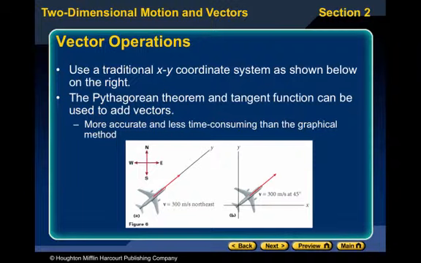Okay, so Pythagorean theorem and the tangent function is all we'll need to add vectors together. It's more accurate and less time-consuming than the graphical method. So we will be using our trig functions.